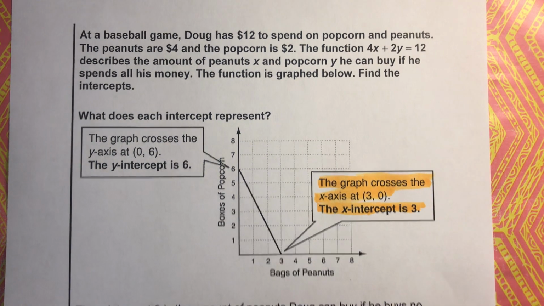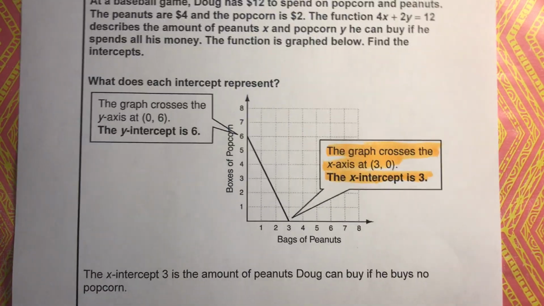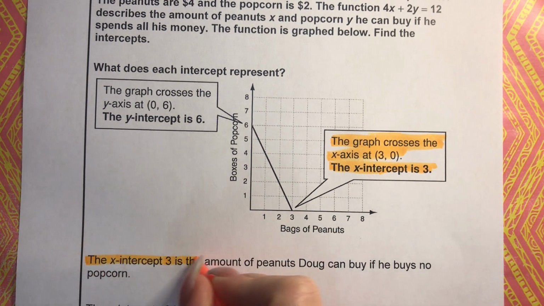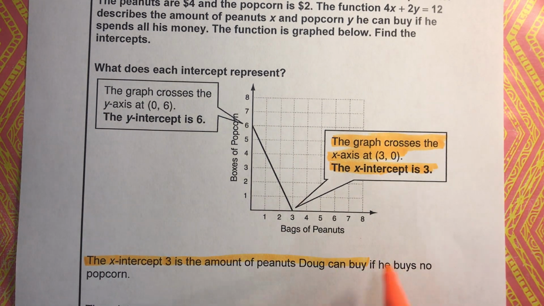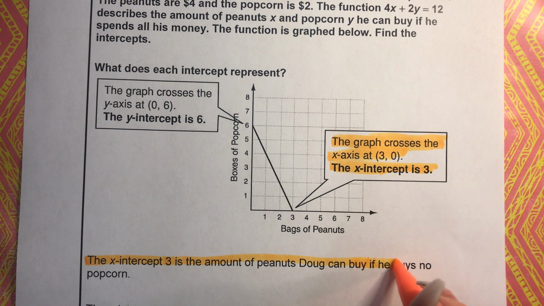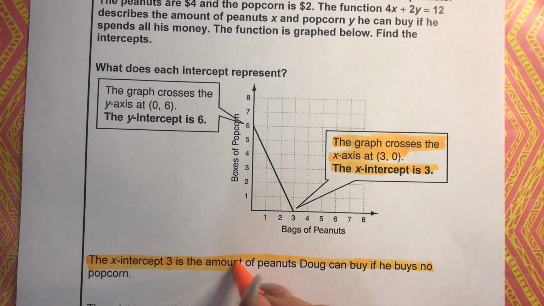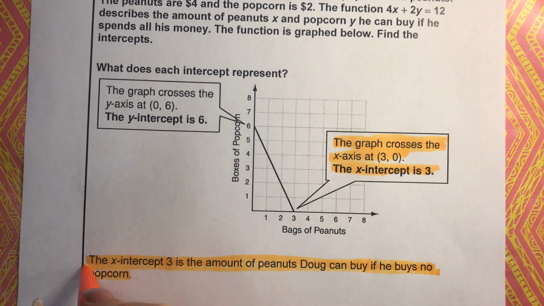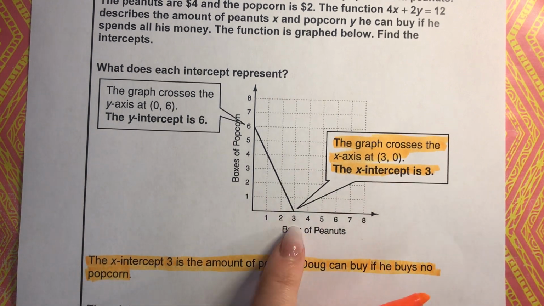So what does the x-intercept mean? The x-intercept 3 is the amount of peanuts Doug can buy if he buys no popcorn. So he can buy 3 bags of peanuts if he buys no popcorn. That's what that x-intercept means.